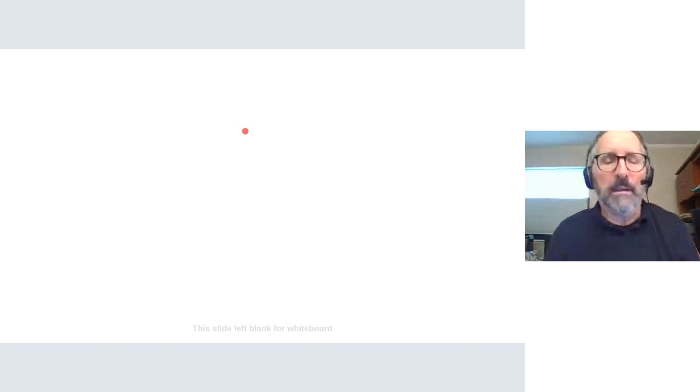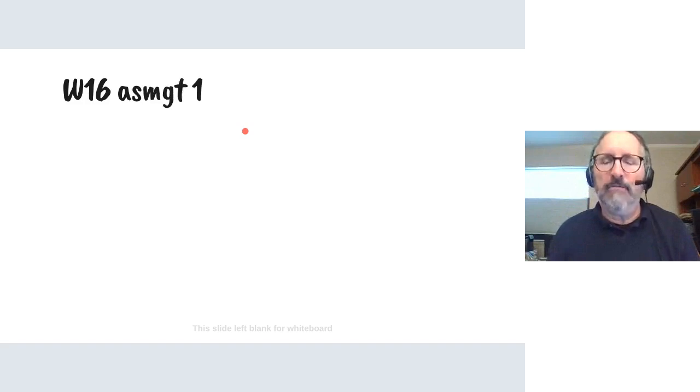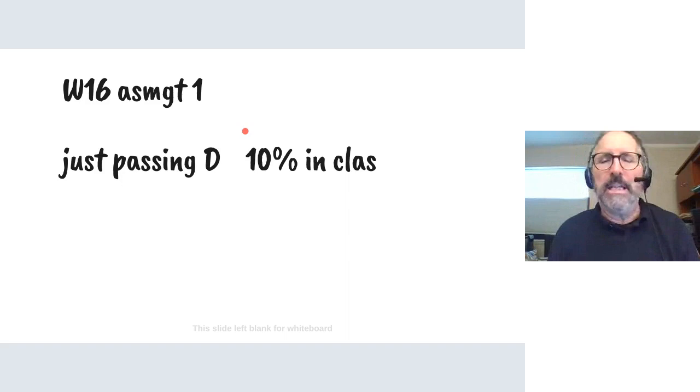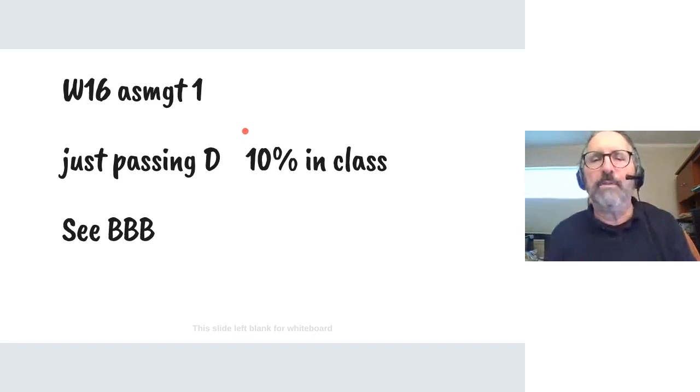But what I'd like you guys to do today is to try W16 assignment 1. Try to do that. If you are interested in just passing the class, just passing, right? That means you're going to pass with a D, and that's what you're comfortable with. And let's say you have a 10% in my class. We still have time to get that grade up. So see me in the big blue button. I'll give you that link. And I'll tell you a shortcut way to get your grade up to a D.